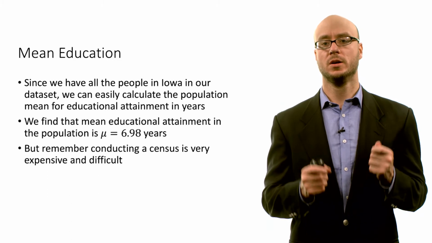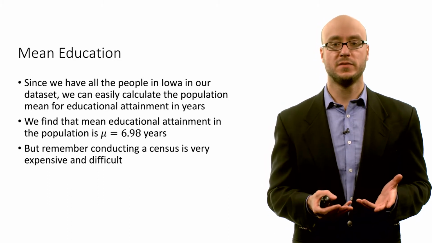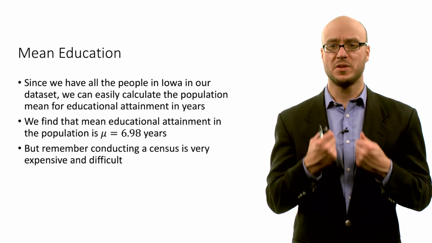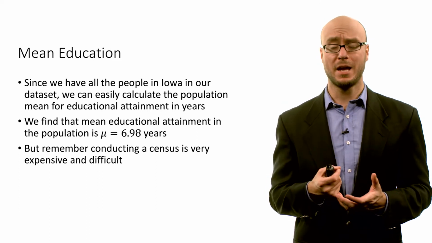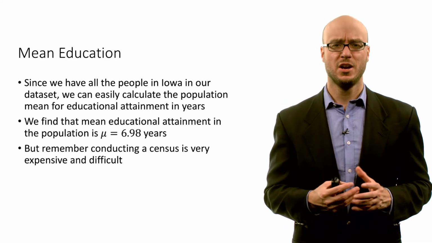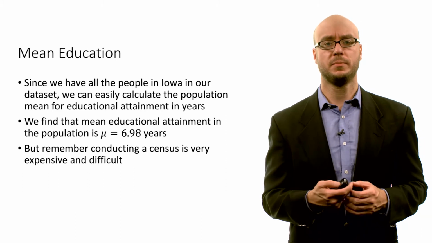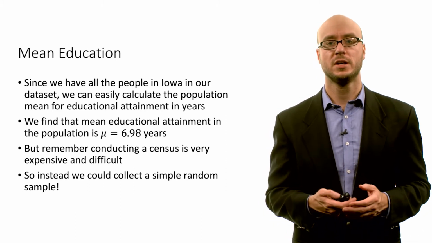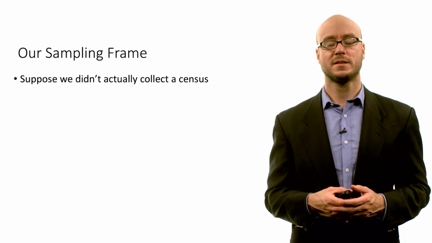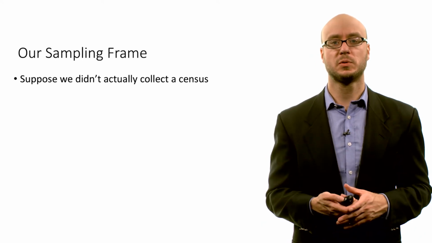But of course, conducting a census is very expensive and difficult, and so the idea is, with statistical inference, we want to take a random sample from a population and just use that sample to say something about the population, even though we actually don't observe it. So let's look at this idea of collecting a simple random sample.